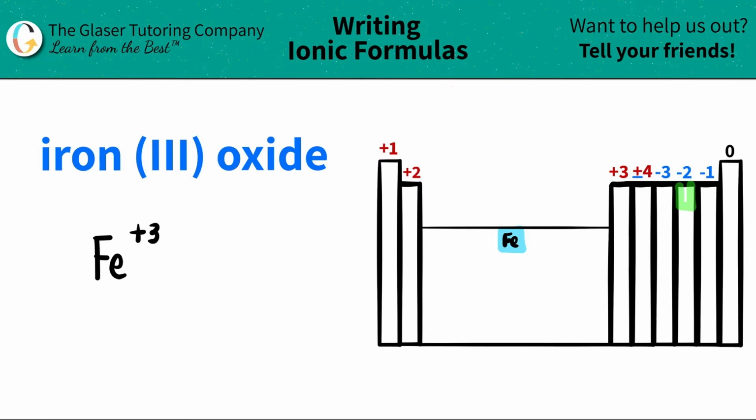Oxygen, if I scan the periodic table, it's over here. It's written by an O. And oxygen, being a nonmetal, goes by the trend of the negative 2 oxidation state. So we have O with the negative 2.